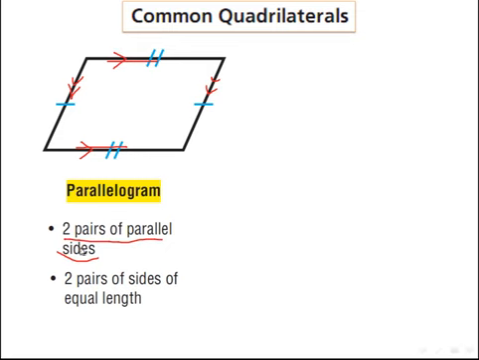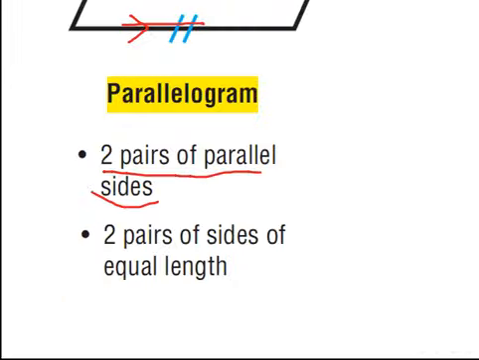Okay, this is the first condition. The second condition is two pairs of sides of equal length. Can you see this sign?